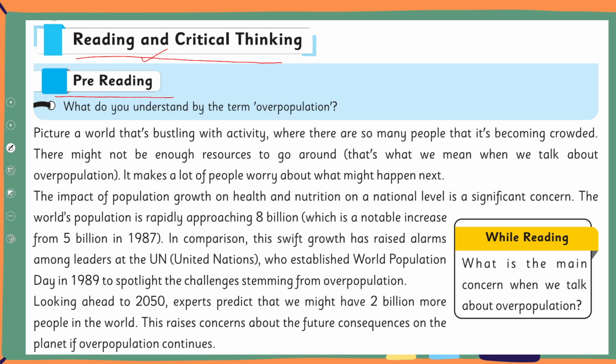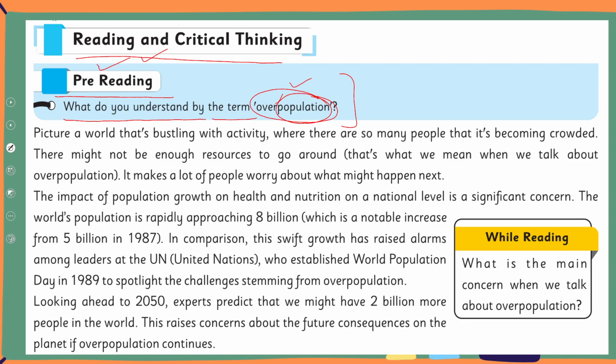So first, before diving into the text of the lesson, students, think about this pre-reading question. What do you understand by the term overpopulation? We know that it is based upon two words, over and population. It means extra population, something that is over, beyond the limit that the earth can hold.